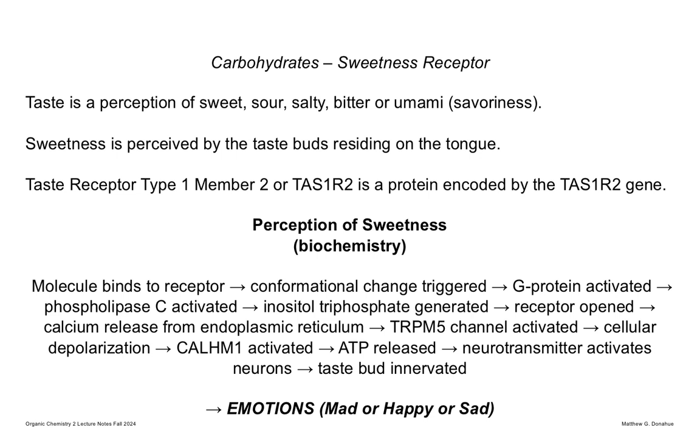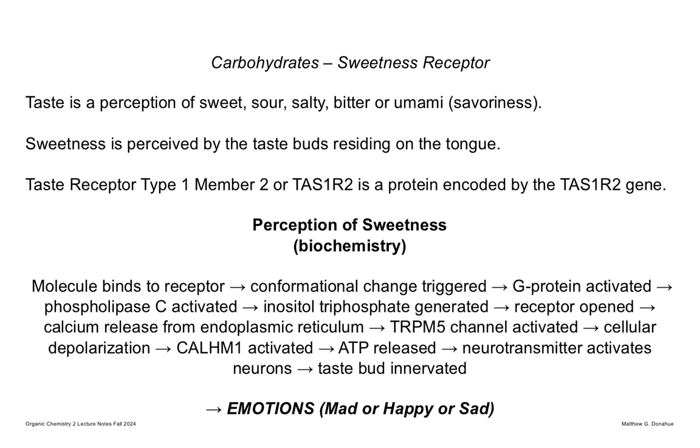The taste receptor type 1 member 2 is actually a protein that's encoded by this gene. When you get into biochemistry, you'll talk about enzymes and what they're made of. They're a different sort of biopolymer made of amino acids. But this is what happens when you taste something.